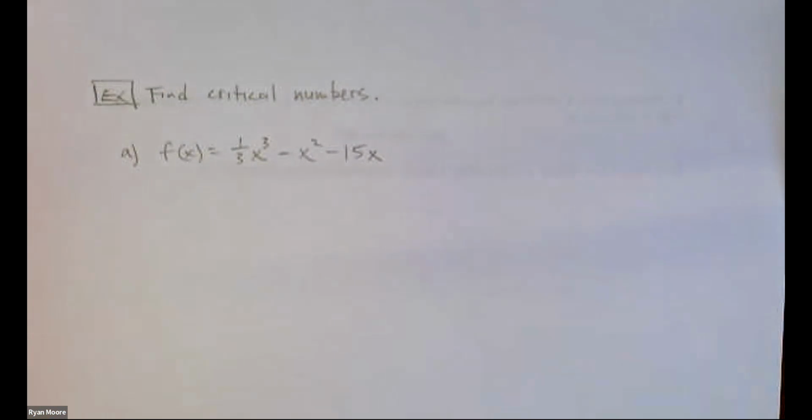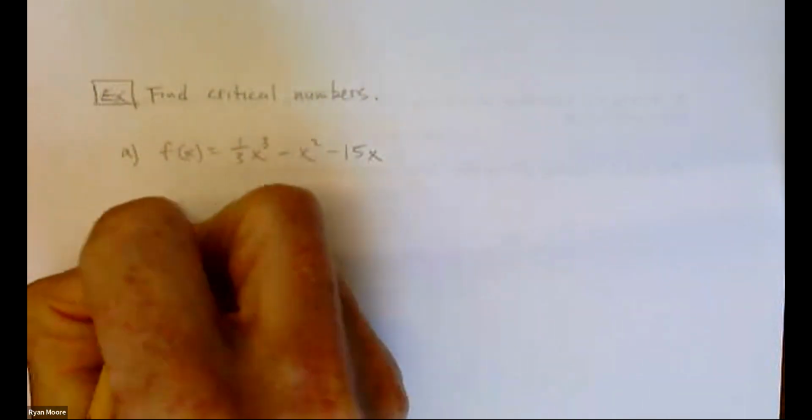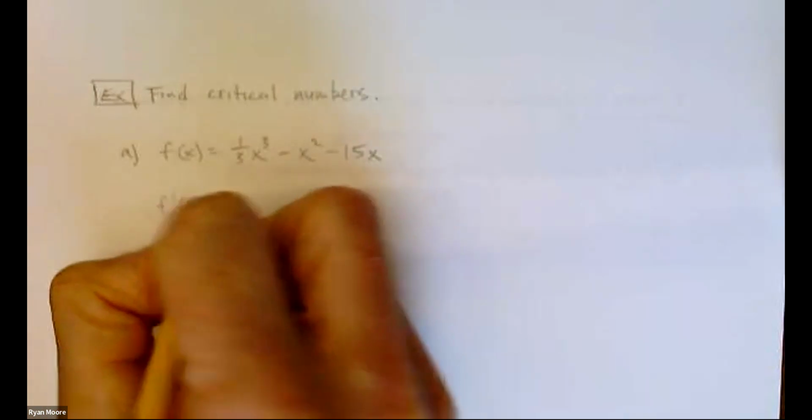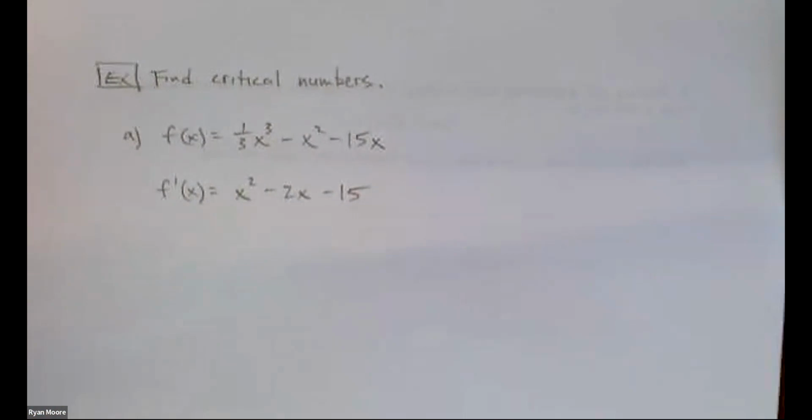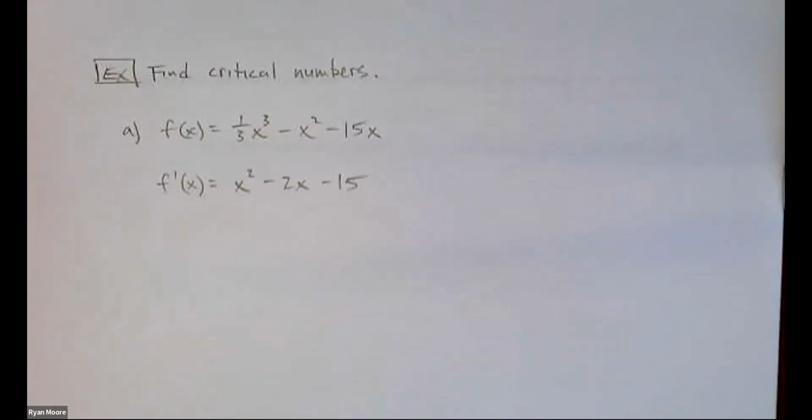Okay, critical numbers, that is where our derivative equals 0 or where our derivative does not exist. So first thing we need is to know the derivative. And here with the polynomial, not too bad, right? Multiply the 3 down. Let's see, that would just be x squared minus 2x minus 15.